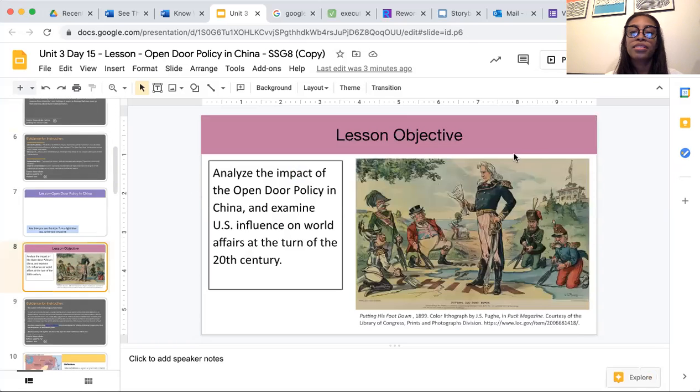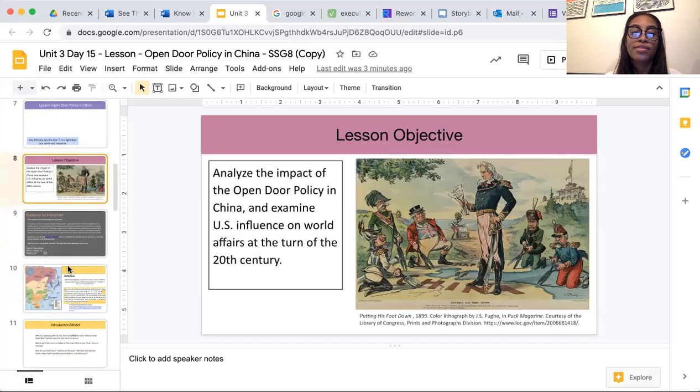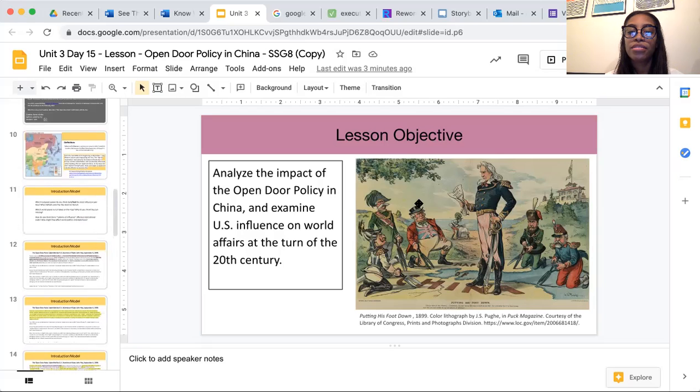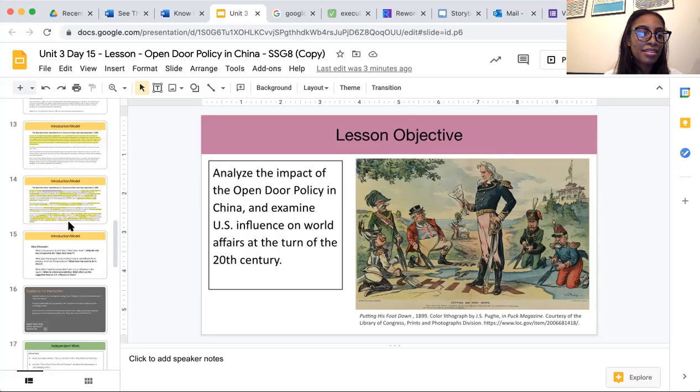The lesson objective is to analyze the impact of the open door policy in China and examine US influence on world affairs at the turn of the 20th century. So we want to see how the United States is going to assert its dominance based on their military strength during this time period, right? They can show their guns, so to speak.